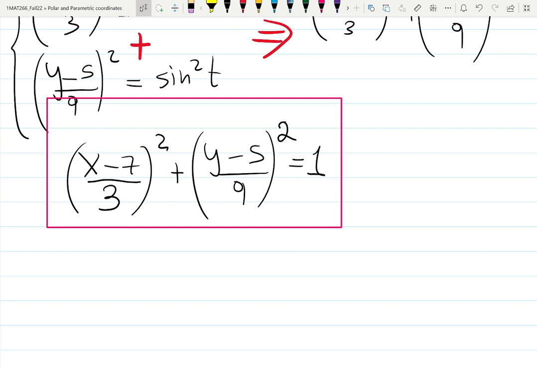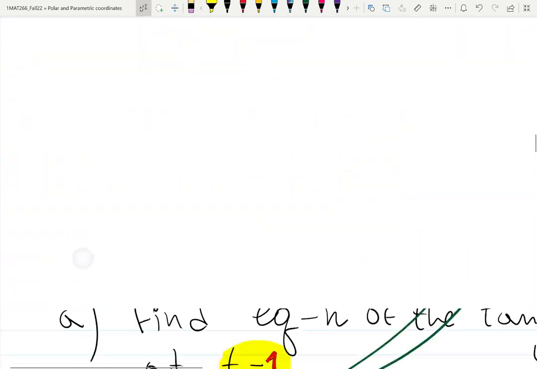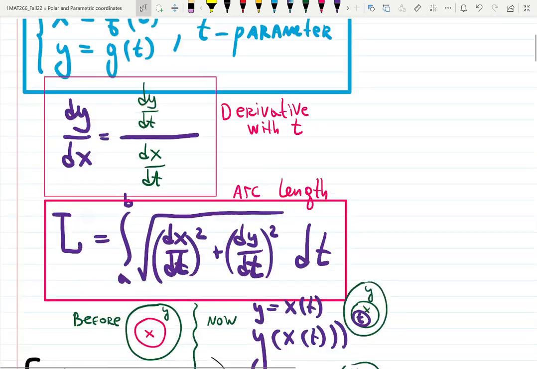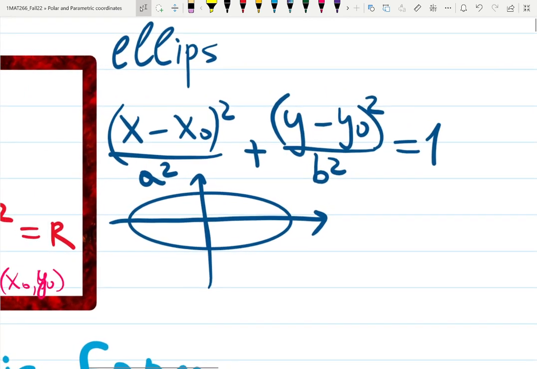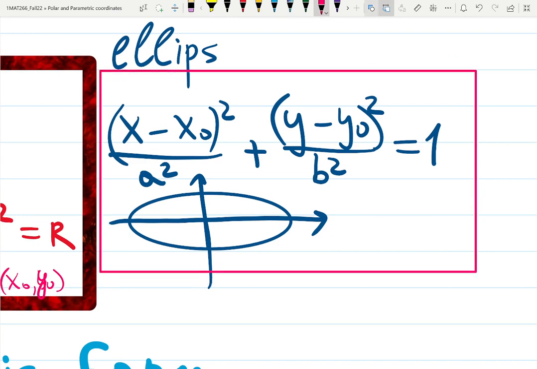Do you know the shape? If you check the lecture on Monday, I mentioned it. It's an ellipse. If you scroll very far to the top, I mentioned this to you. An ellipse is like a circle, but it doesn't have one radius. It has 2 radii, and it looks like this. Instead of r squared on the right, it has 1 on the right.